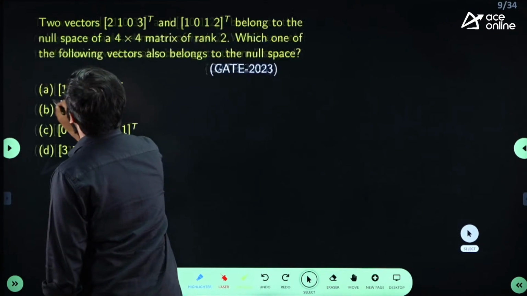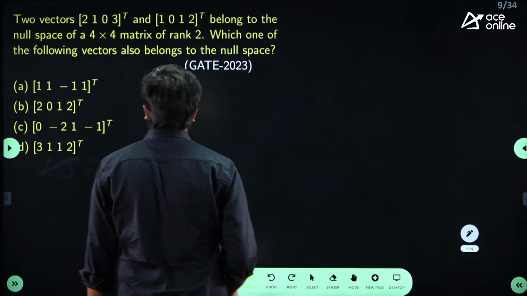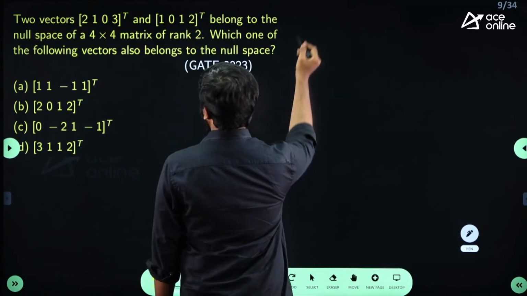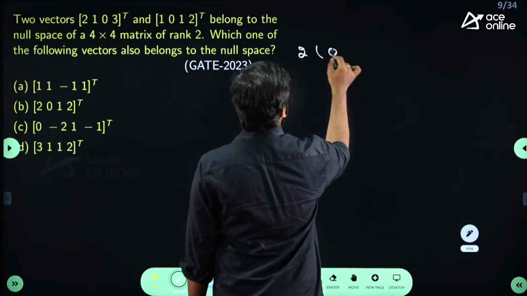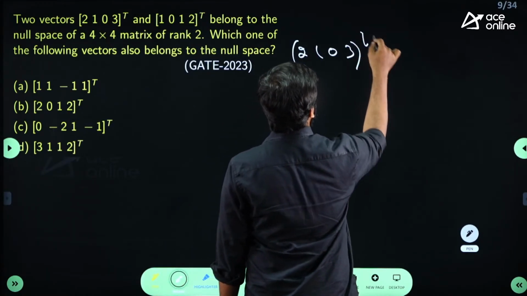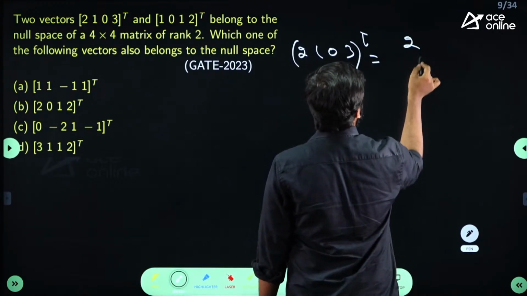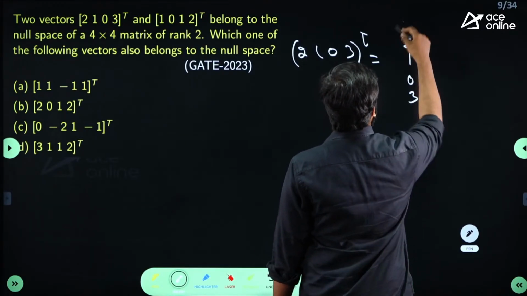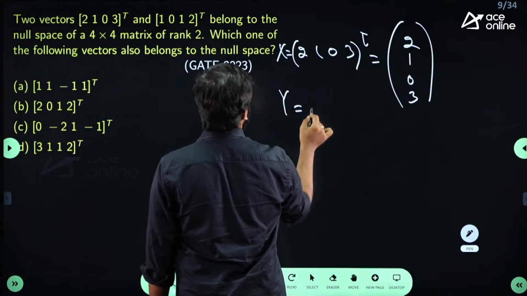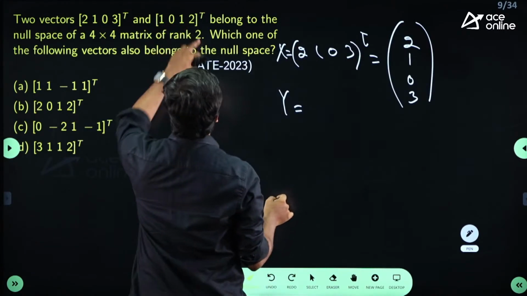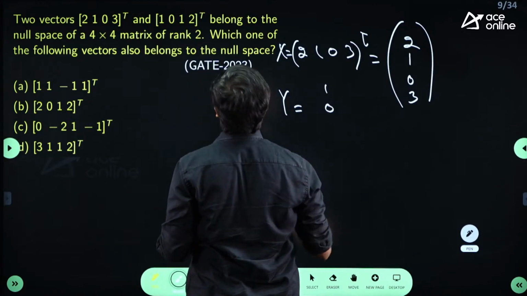Let's first imagine a square matrix of order 4. So when it says (2, 1, 0, 3) transpose, what does it mean? It means the vector is like this, 2 1 0 3. So let's take this as x, and let's take this as y. What is y? You need to take the transpose of this, which is 1 0 1 2.